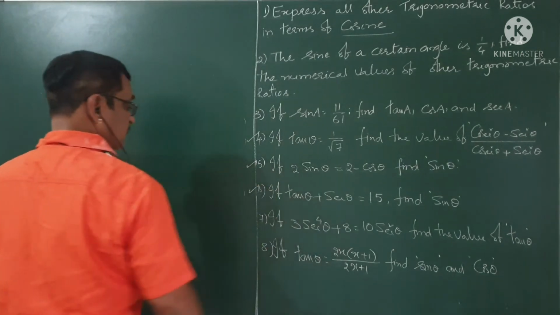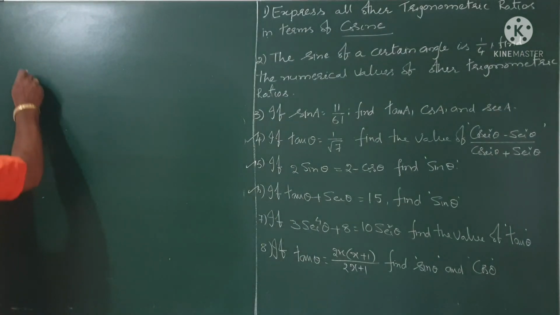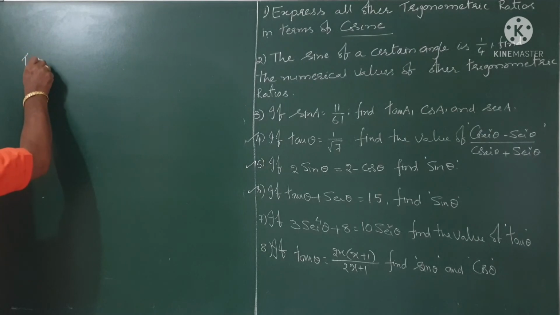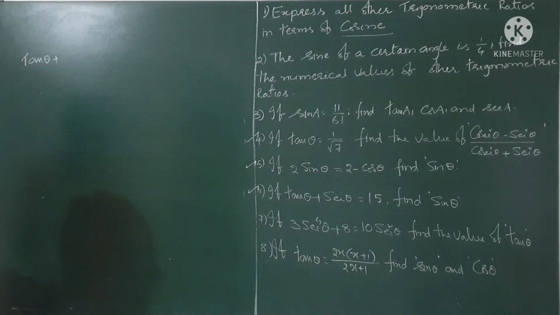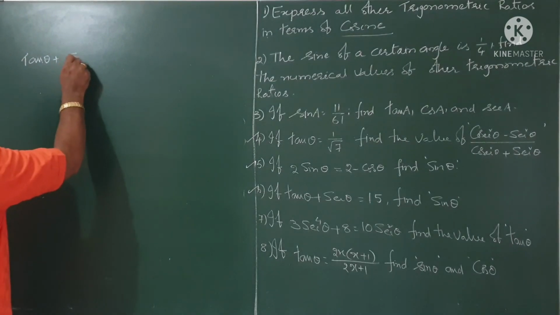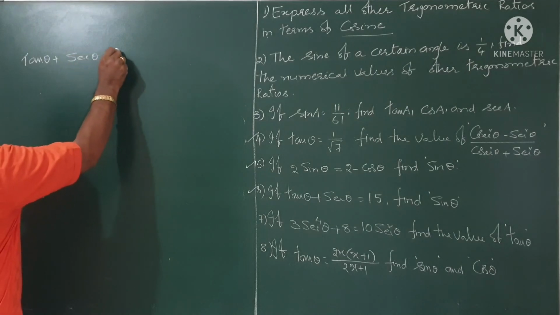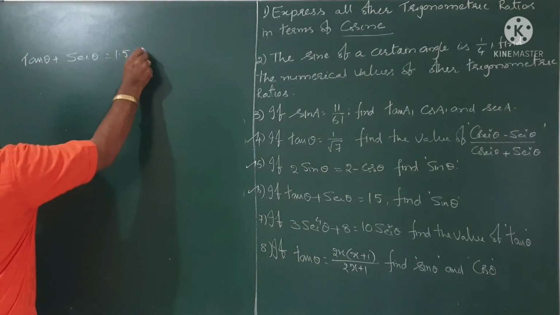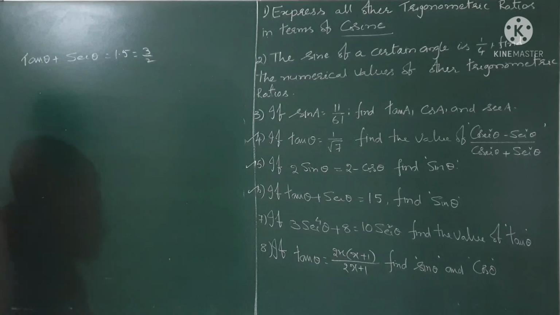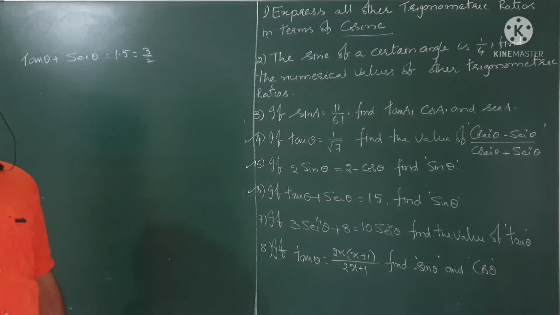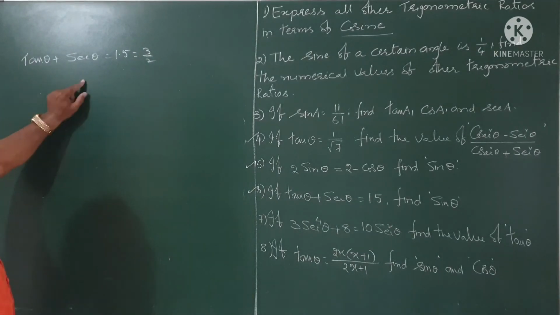Next one, 6. Tan theta plus secant theta is equal to 3 by 2. Then find tan theta.